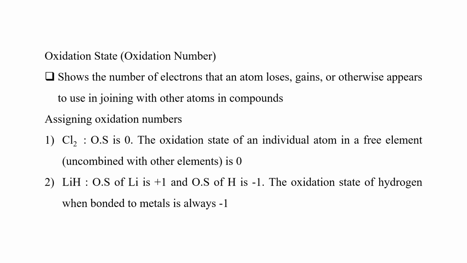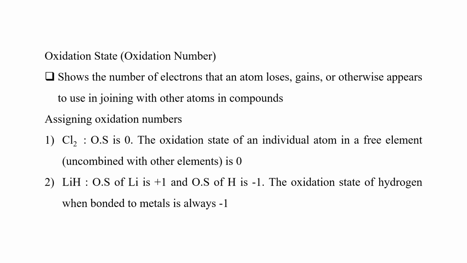Let's take, for example, chlorine. Chlorine is a neutral molecule, and the rule says the oxidation state of elements in their elemental form is 0. In simple terms, what I'm saying is that the oxidation state of an individual atom in a free element is 0. Hence why the oxidation state of chlorine is 0.